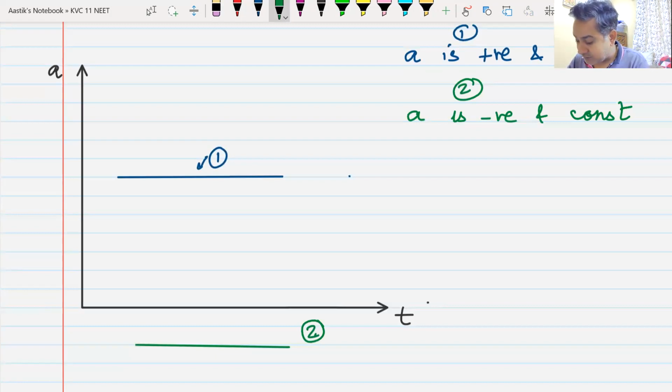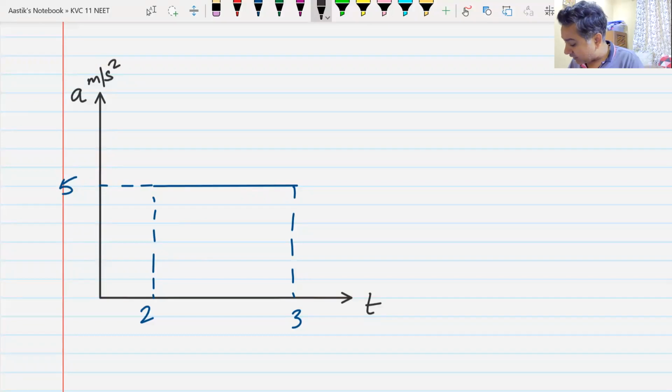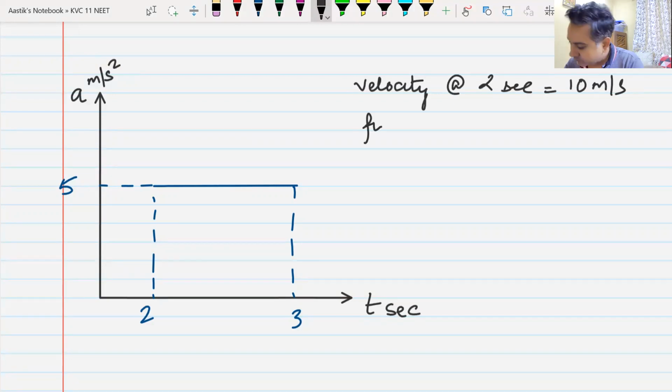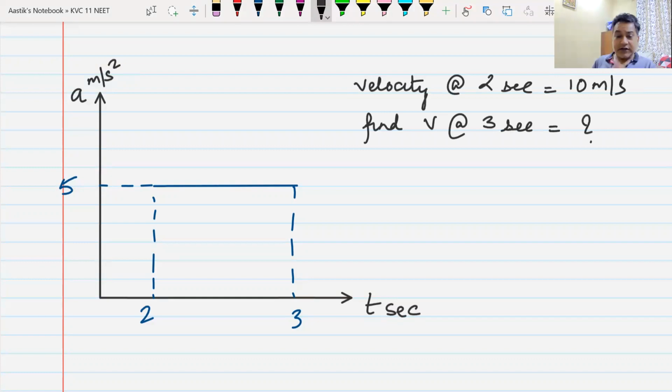Okay, then here comes a question which I will give you and solve it. So I have plotted acceleration along y-axis and time along x-axis. Acceleration is constant. It is given that velocity at 2 seconds is 10 meter per second. Find the velocity at 3 seconds. How will you do this? I'll give you 1 minute to solve it, because 1 minute is left in the class.